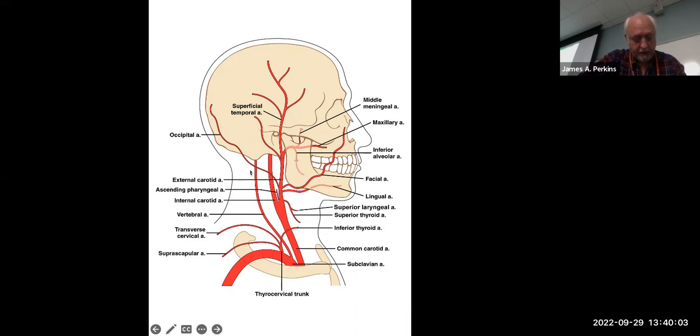Vertebral artery you can't really see in the neck because it's actually hiding within the transverse foramina of all the cervical vertebrae, but we did see it on the brains, because it continues up through the foramen magnum to contribute to the circle of Willis.